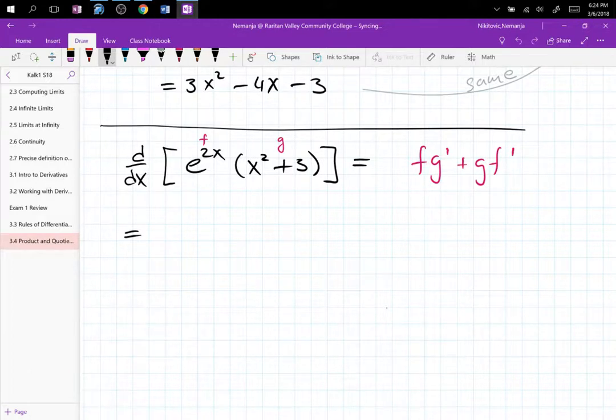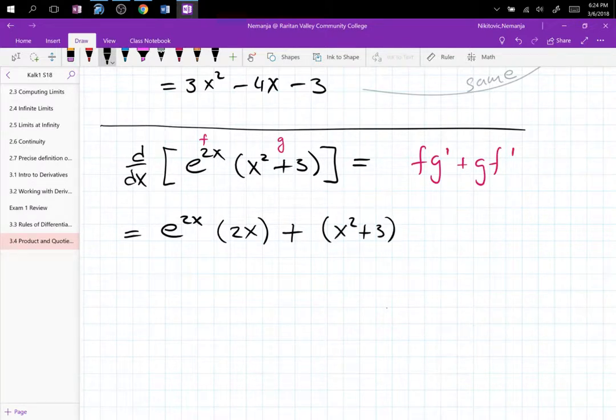Copy the first, e to the 2x, derivative of the second, just 2x, plus copy the second, x squared plus 3, times derivative of the first, 2e to the 2x. Remember that a that pops down?